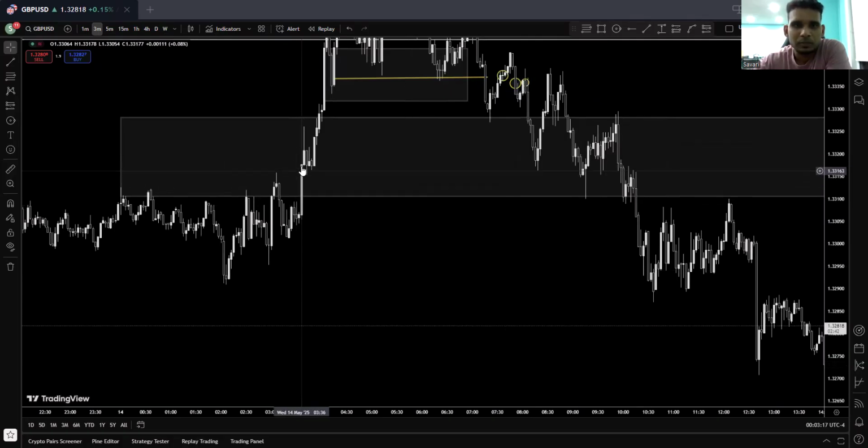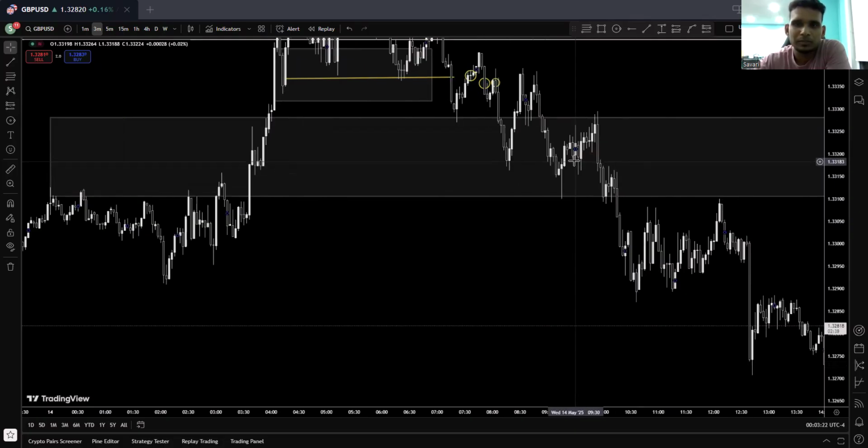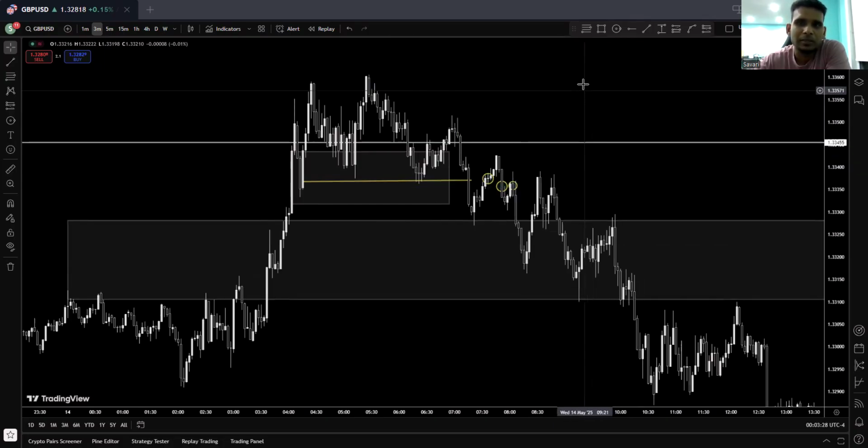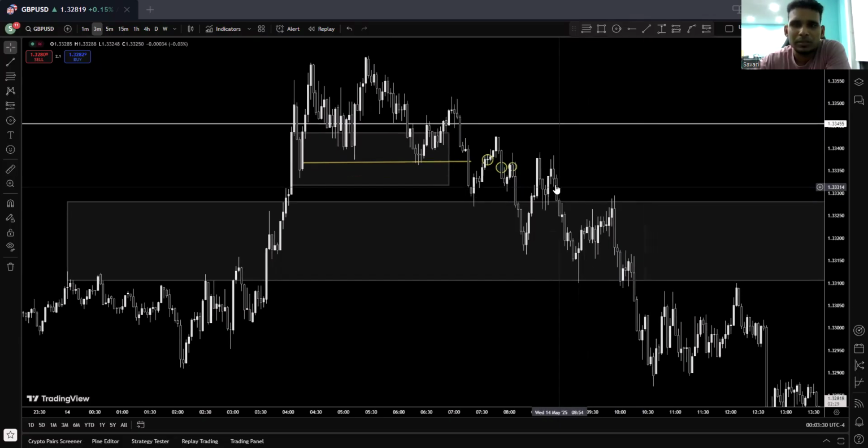Then inside this range, once this area got swept, I executed my buy position here. This is my first buy. And inside this fair value gap, in 1 minute, I executed my second buy here and targeted this high. Once this price got respected and displaced towards the downside, I closed it swiftly, closed the laptop and walked away. I'm not executing any trades after this buy entry.